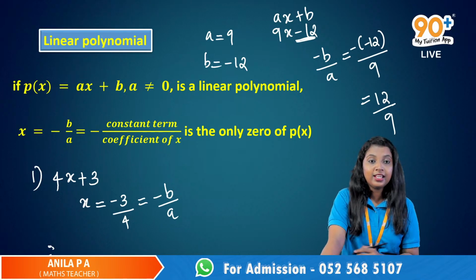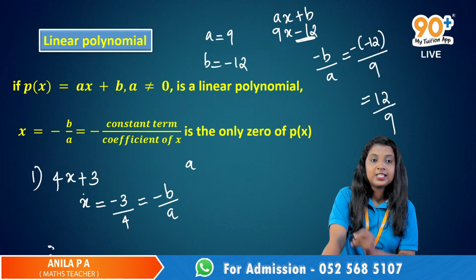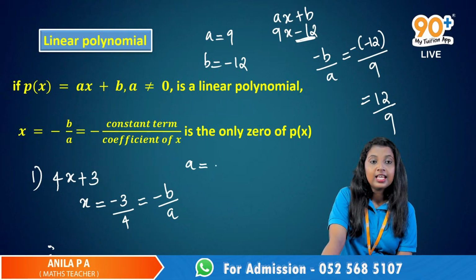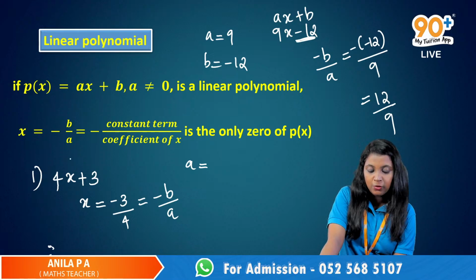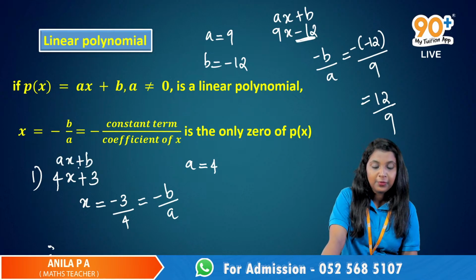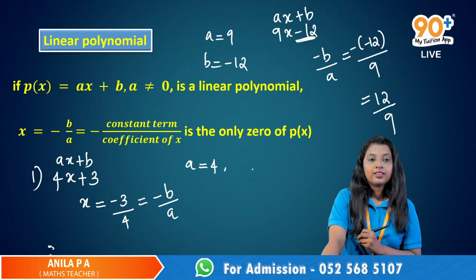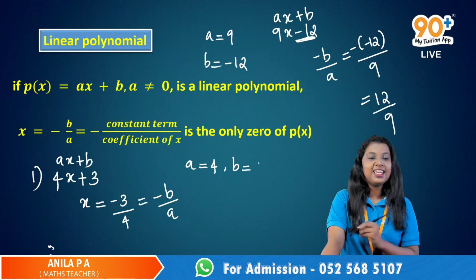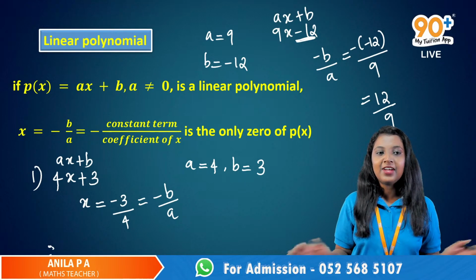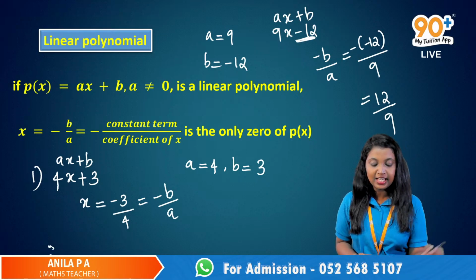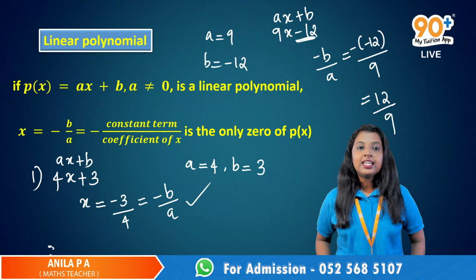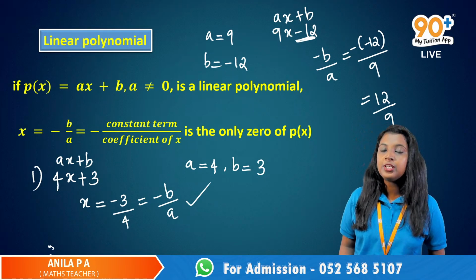What is the value of a and b here? When we consider 4x plus 3, what is the value of a? A is 4, because the general form is ax plus b. So in place of a, we have 4, and what is the value of b? B is 3. Very good. So here it is satisfying the condition that the zero of the polynomial is equal to negative b by a.